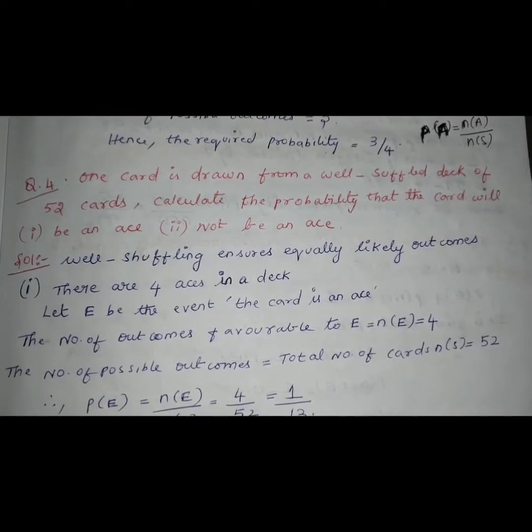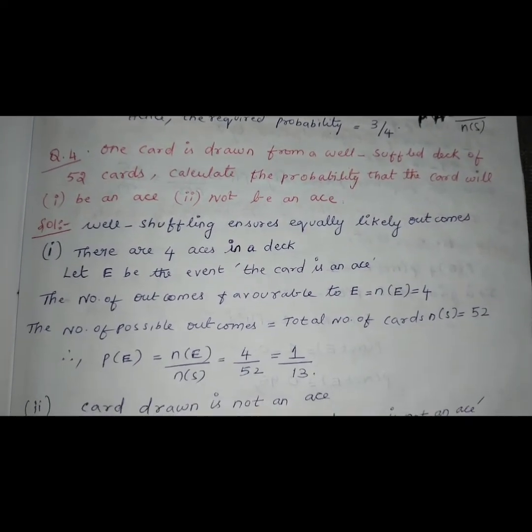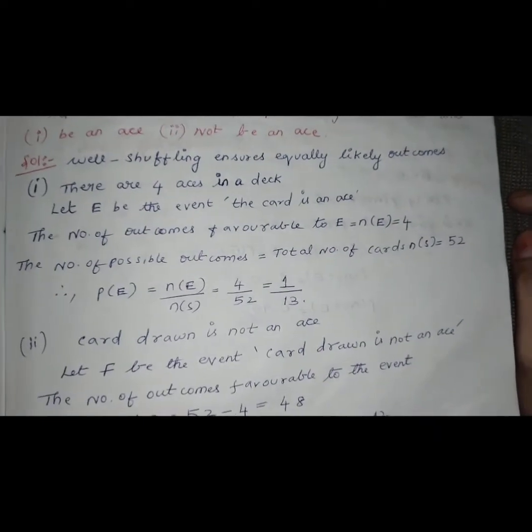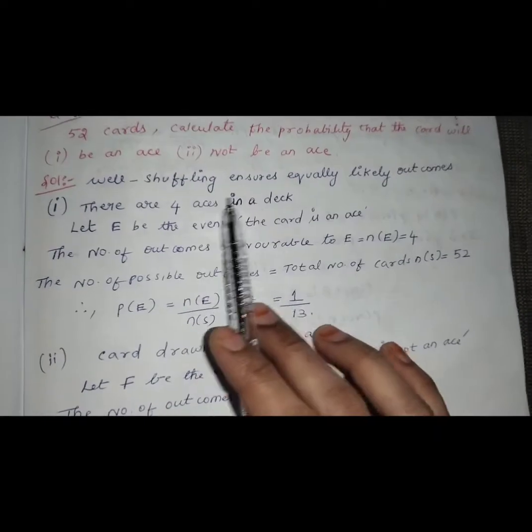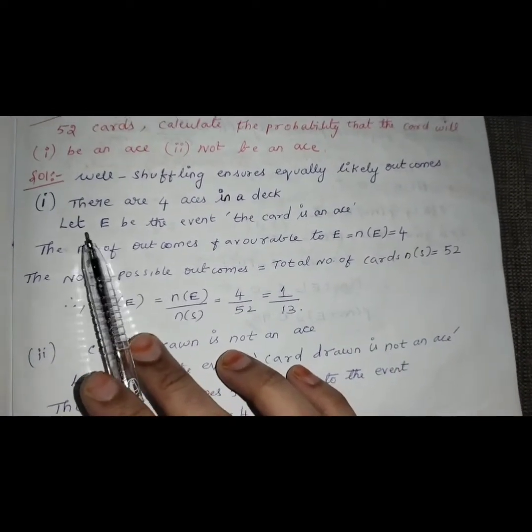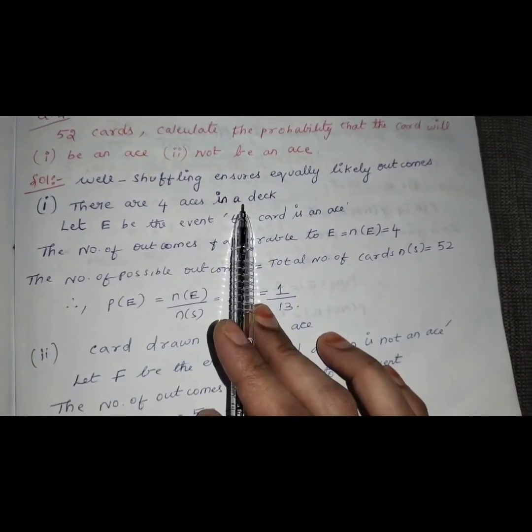So next question, a very important question, is: one card is drawn from a well shuffled deck of 52 cards. Calculate the probability that a card will be an ace, and not be an ace. So for the solution, well shuffling ensures equally likely outcomes. Now there are 4 aces in a deck.